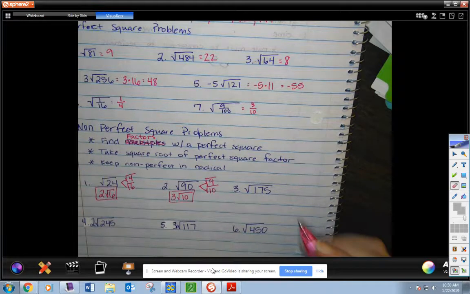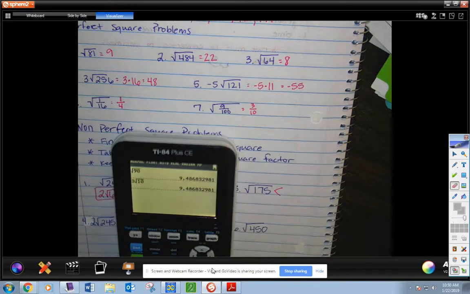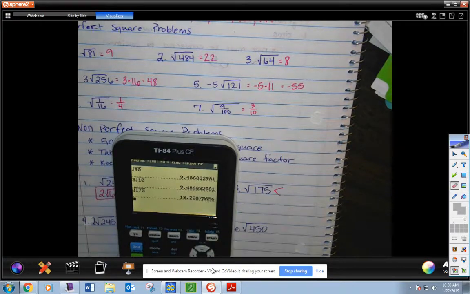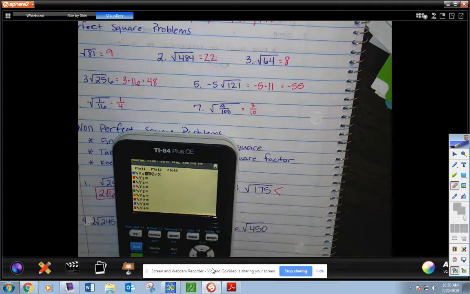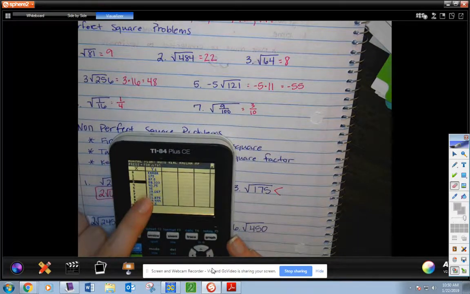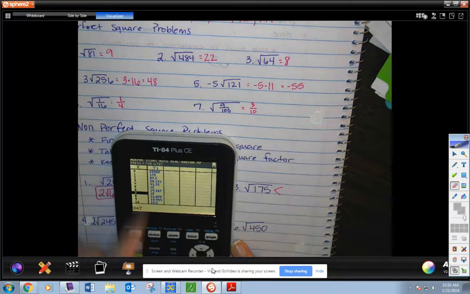Okay, for number 3, I have the square root of 175. So the first thing I'm going to do is take the square root of 175, so that way I know my decimal. I'm going to go to y equals and type in 175 divided by x. Can't use any decimals, so I have 5 and 35. That's not a perfect square. I have 7 and 25. That is a perfect square.